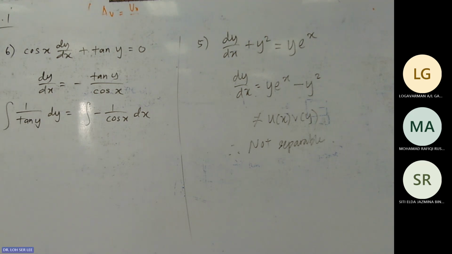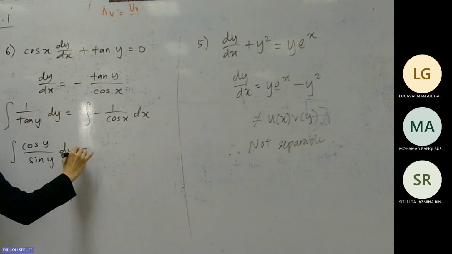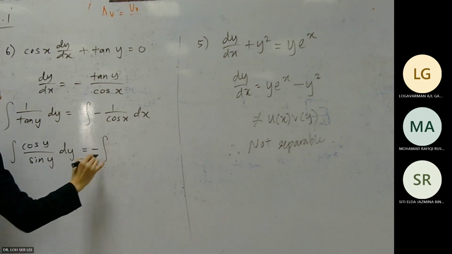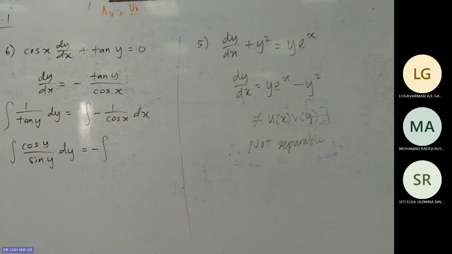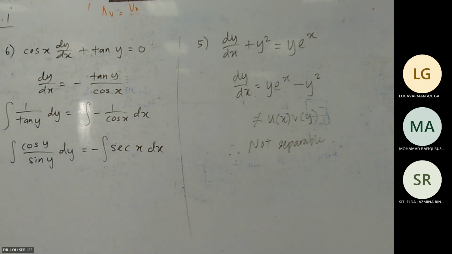Okay, what is tangent y? Sine over cos. What is 1 over sine over cos? Cos over sine. Okay. What is 1 over cos? 1 over cos is secant. Secant x. Okay. So this one, how to integrate the left hand side?